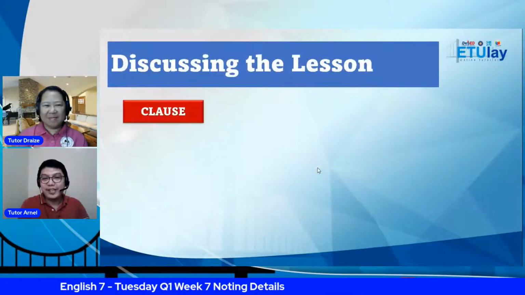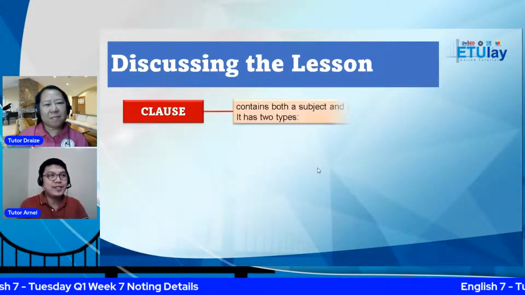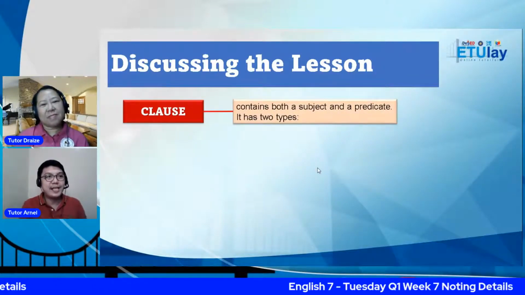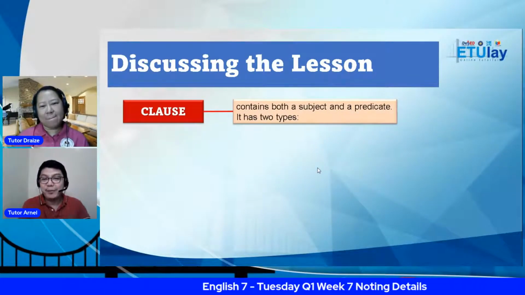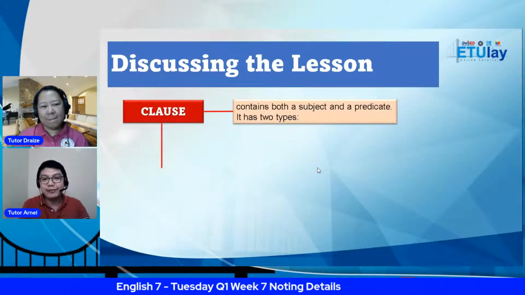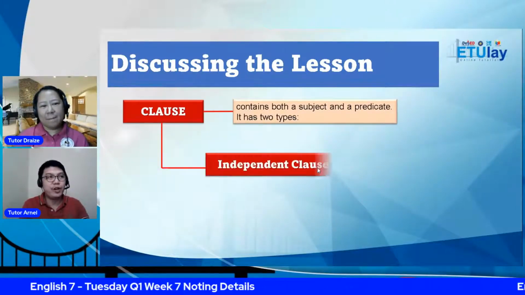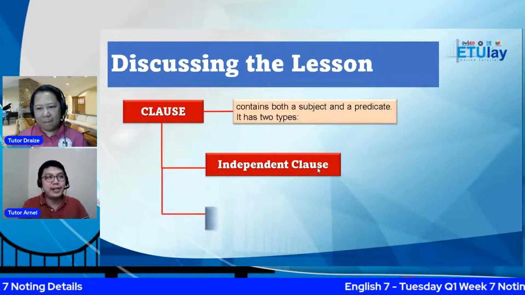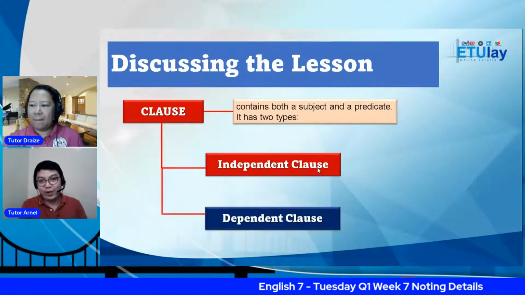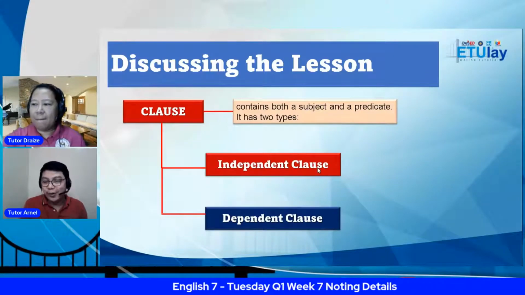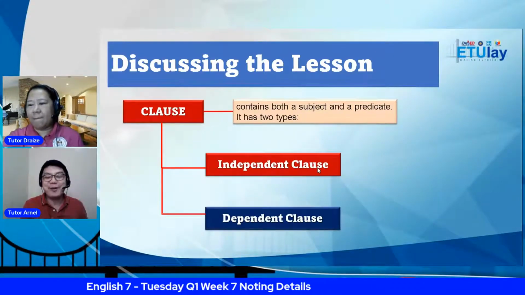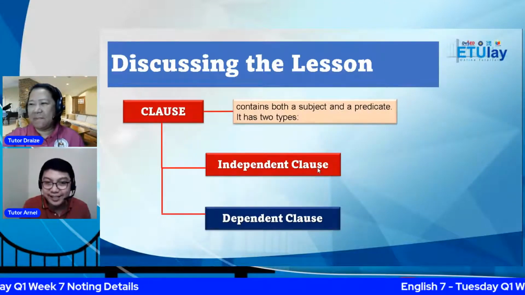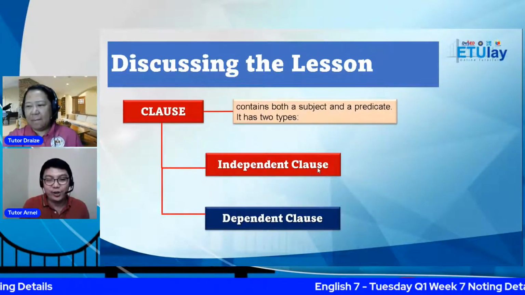So let's start now. So clause, it contains both a subject and a predicate. And remember, students, clauses have two types. Okay, the first type of clause is independent clause, and the next type of it is dependent clause. All right, so let's slow down a bit. All right, remember those, students? We have two types of clauses. We have independent and dependent clause.